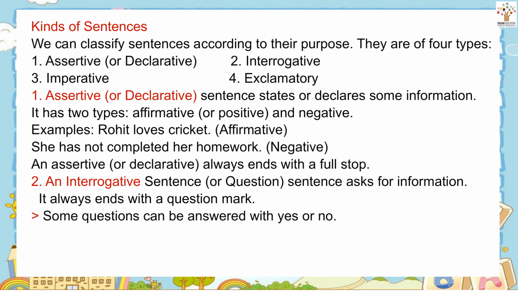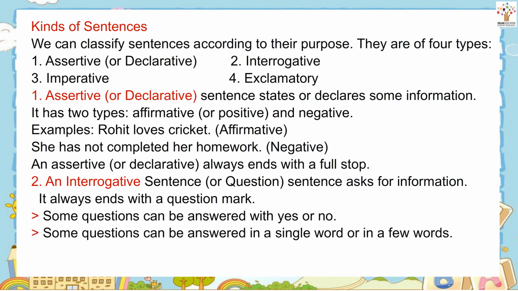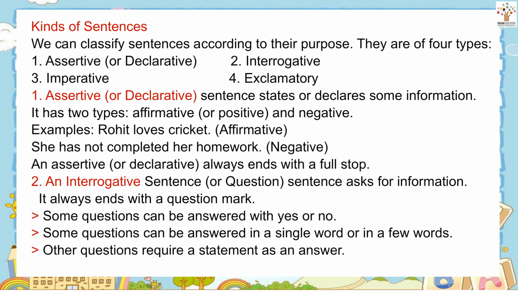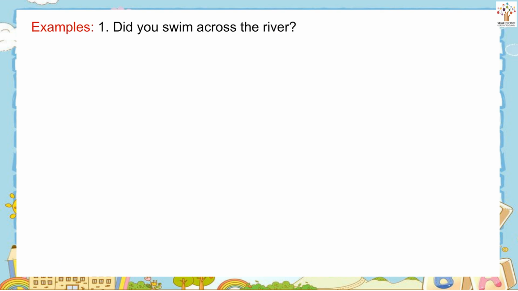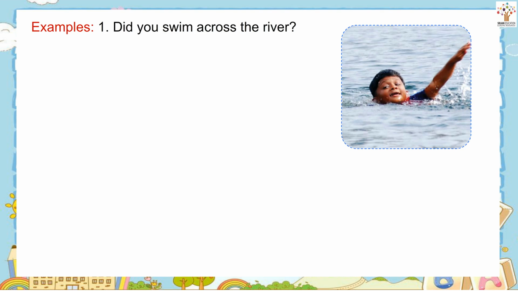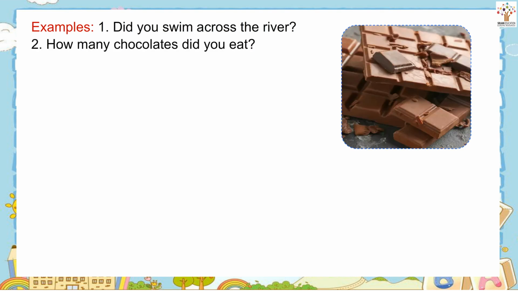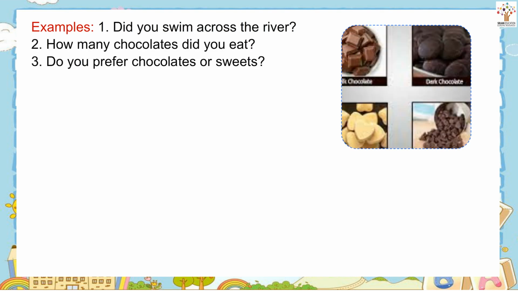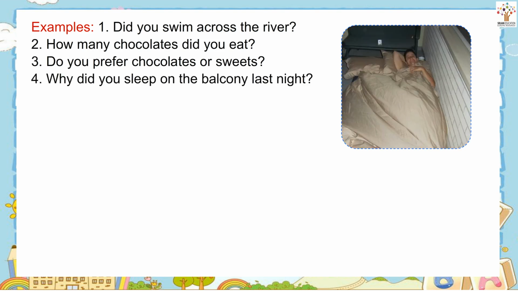Some questions can be answered with yes or no. Some questions can be answered in a single word or in a few words. Other questions require a statement as an answer. Examples: Did you swim across the river? How many chocolates did you eat? Do you prefer chocolates or sweets? Why did you sleep on the balcony last night?